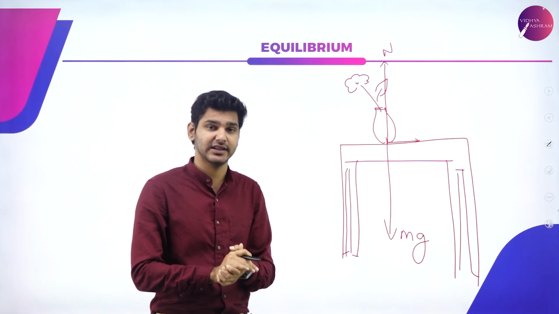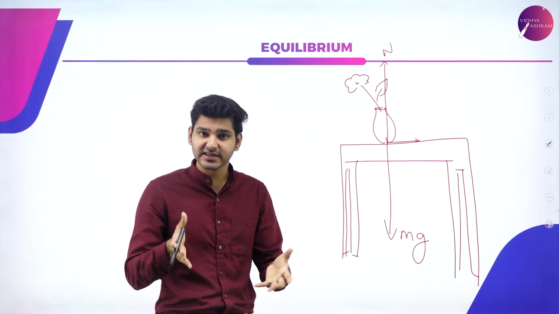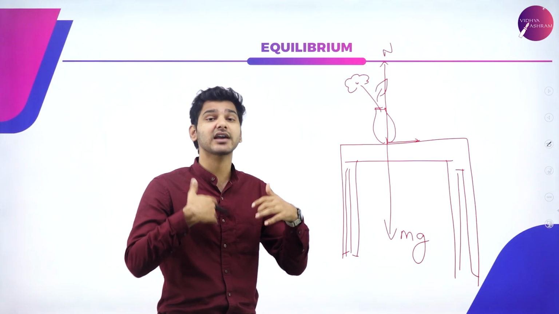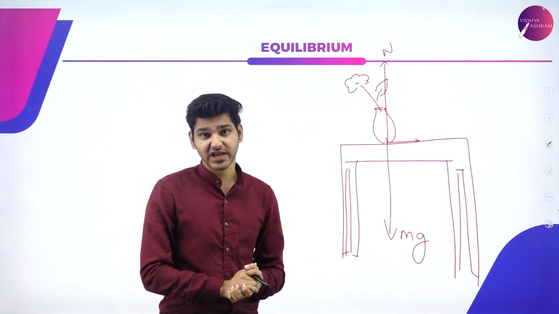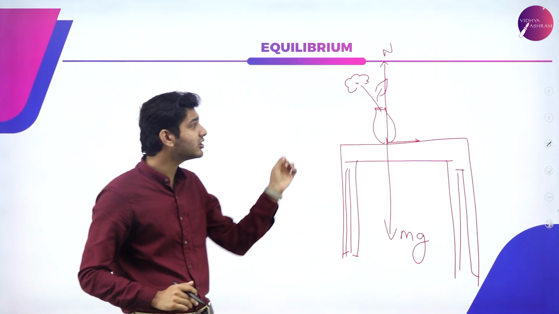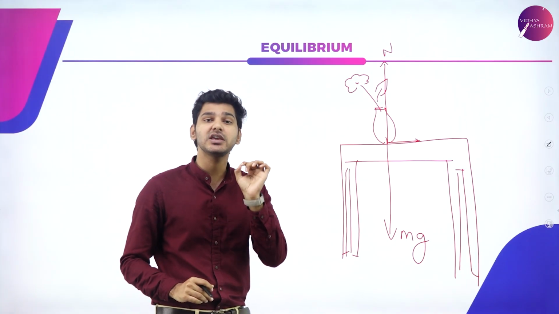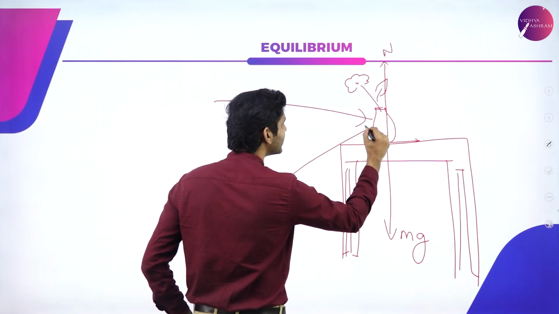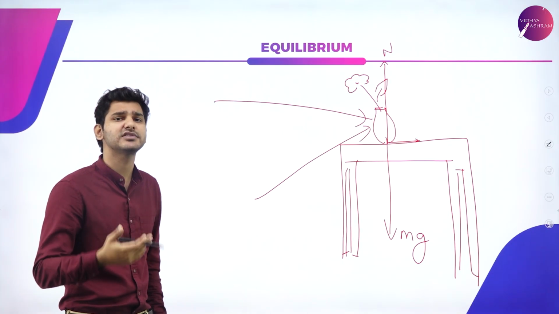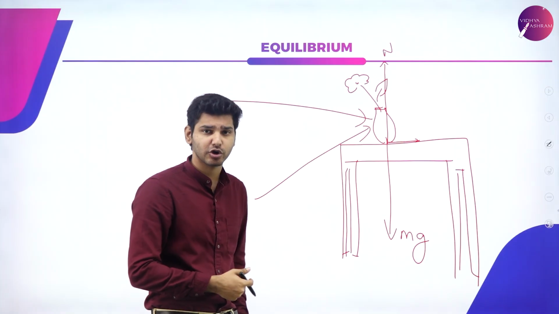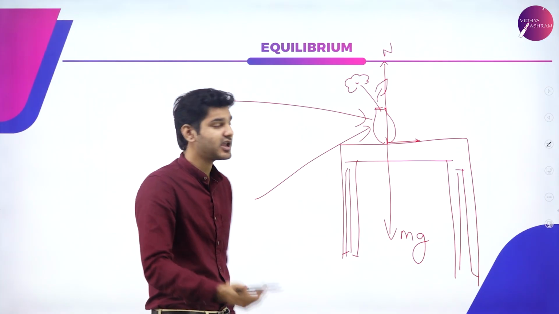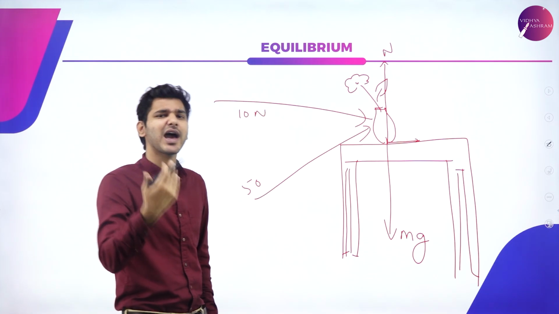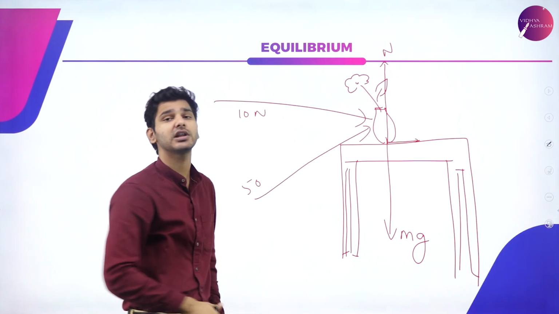So you have to understand that an object in physics is said to be in equilibrium only if all the forces acting on it cancel each other out. That is, the net force acting on this object should be equal to 0. It does not matter that many forces are acting on it from different directions. Many forces individually can act on this object and they can have different values. Maybe this can have 50 newtons, maybe this can have 10 newtons. So different values can be exerted upon this object.